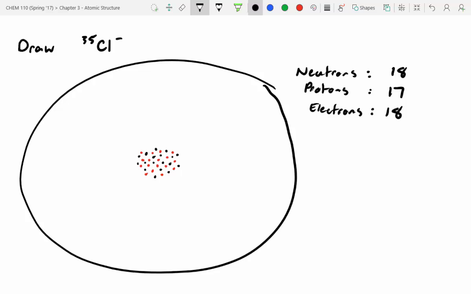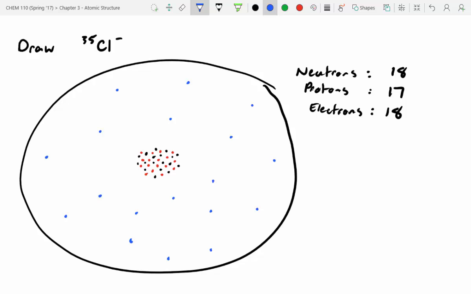They're all in that center clustered nucleus area. And then with our electrons, we've got 18 of them. They're kind of floating around in space. We've got 1, 2, 3, 4, 5, 6, 7, 8, 9, 10, 11, 12, 13, 14, 15, 16, 17, 18. So you guys can practice with this.